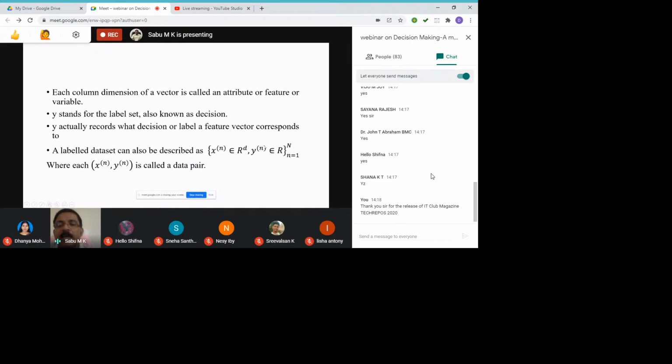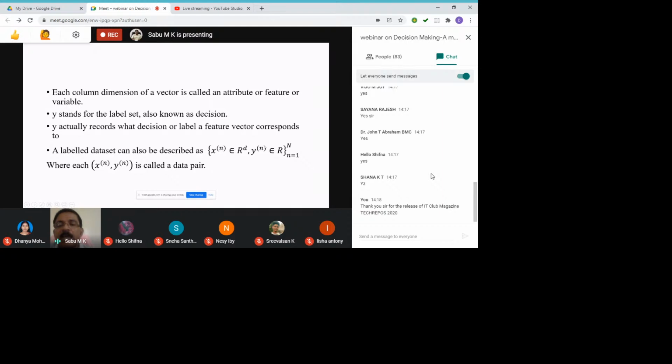An unlabeled data set is normally used for unsupervised machine learning algorithms like clustering, association rule mining, feature selection, etc. And all these are unsupervised machine learning tasks. For a supervised machine learning task, we need a labeled data set, and a labeled data set can be represented in this way: xn comma yn. Okay, and y is the label.